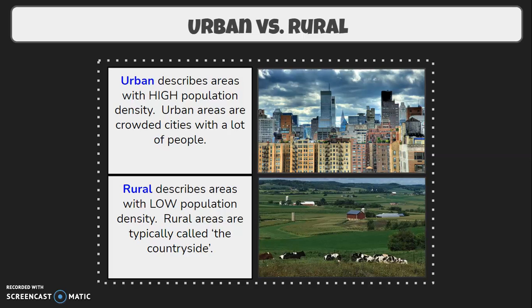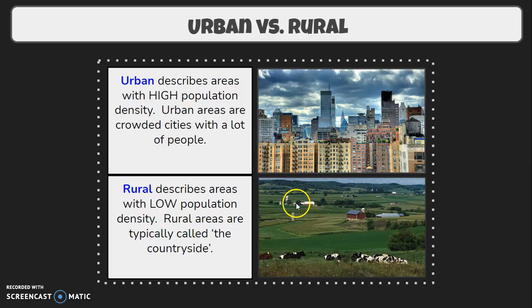Remember, we also learned about urban and rural areas. Urban describes areas with high population density. Urban areas are crowded cities with a lot of people. In this image, we see a city with tall buildings, with buildings rising up. That means there is not enough land.